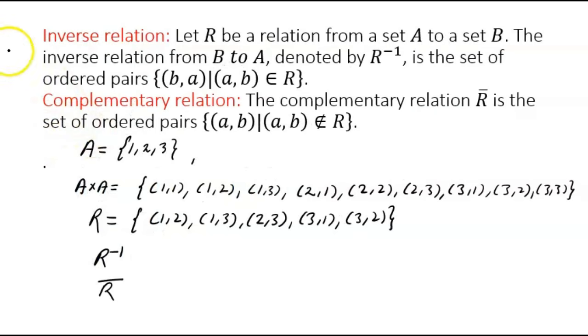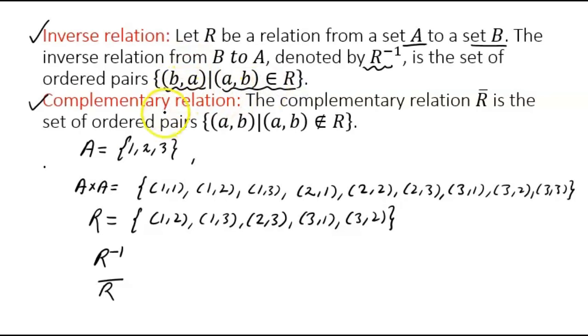Okay, so now I'm going to define two important terms. One is inverse relation and another one is complementary relation. So what does the definition look like, what is the inverse relation? Let R be a relation from set A to a set B. The inverse relation is defined from set B to set A and it is denoted by R inverse, and it contains the set of all ordered pairs of type B comma A where A comma B belongs to R.